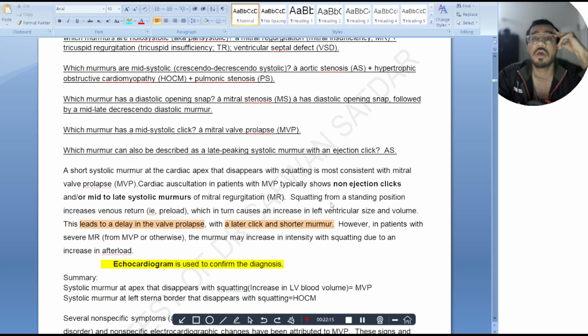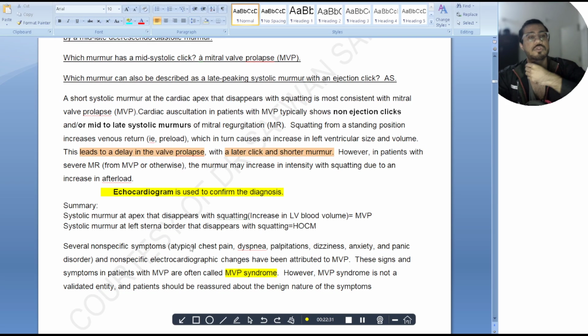So mitral valve prolapse: squatting from a standing position increases venous return, which in turn increases left ventricular size and volume. This leads to a delay in valve prolapse, a later click and a shorter murmur. However, in patients with severe mitral regurgitation from MVP, the murmur may increase in intensity with squatting due to increase in afterload. They are talking about mitral regurgitation here, not mitral valve prolapse. And severe mitral regurgitation can be a sequel to mitral valve prolapse. So a patient might have mitral valve prolapse, and when it gets worse, it leads to mitral regurgitation.